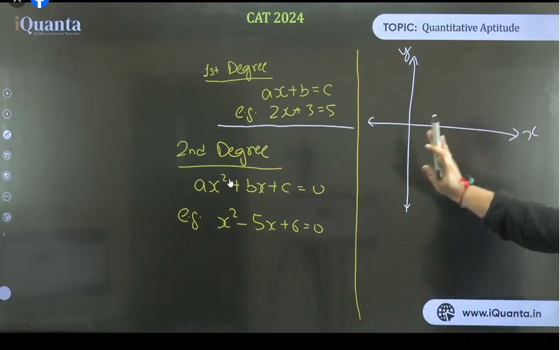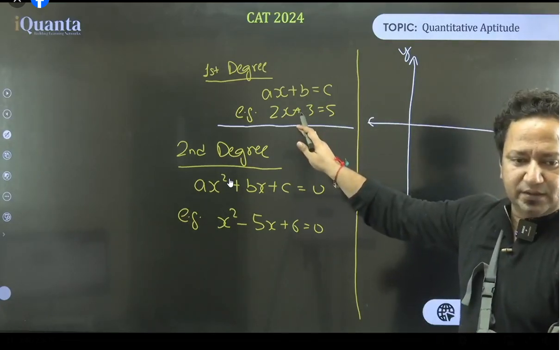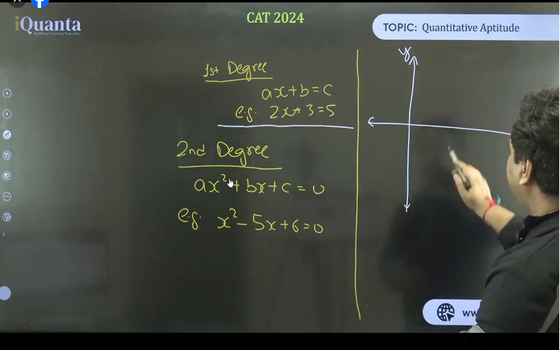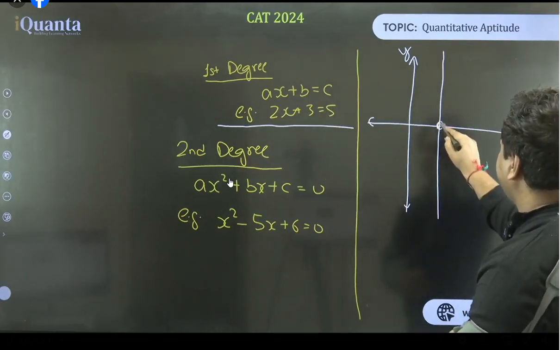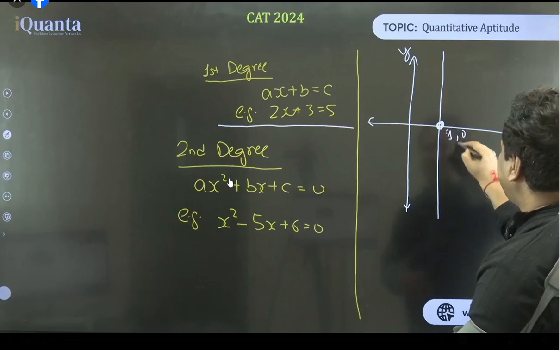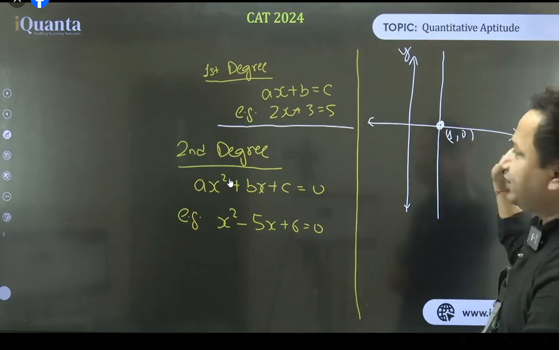So x-axis and y-axis, x is equal to 1 over here. All of us understand that, isn't it? X is equal to 1. So I'll just draw a line like this. This point is 1, 0. Why do we say 1, 0? 1 is the x coordinate and 0 is the y coordinate.